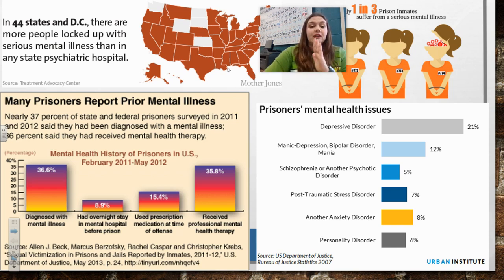So what this is saying is that in all these 44 states, there were more people locked up that they knew had a serious mental illness. They were already diagnosed before they were imprisoned, and now they're in prison with that serious mental illness, and there's way less than in psychiatric hospitals. So it's just something to ponder.